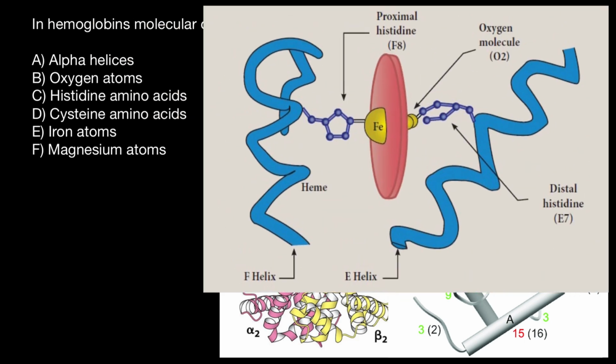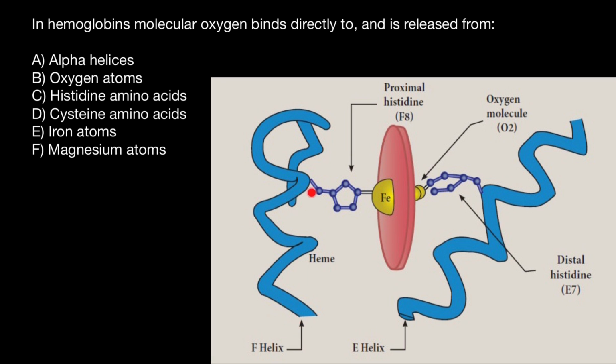Now take a look at this picture, and you can see here the F helix and the E helix, and on the F helix this R group of the histidine is covalently bound to the iron in the heme group, and the heme group here is shown as a disk because all the atoms are in the same plane. We call this histidine in the F helix proximal histidine F8. But here is another R group of histidine in the E helix, and here's a molecule of oxygen. One more time, as I already mentioned in my previous videos, you can find here not just an atom of oxygen, but a molecule of oxygen, which consists of 2 atoms.